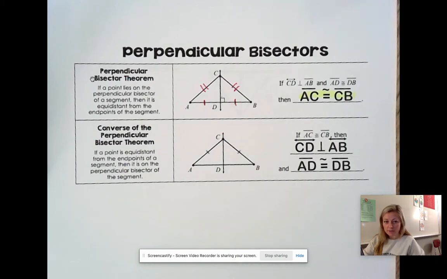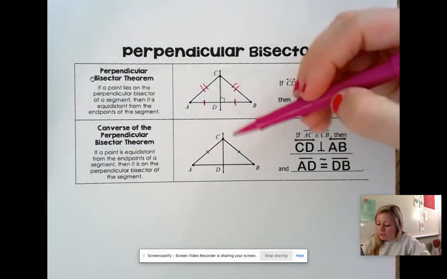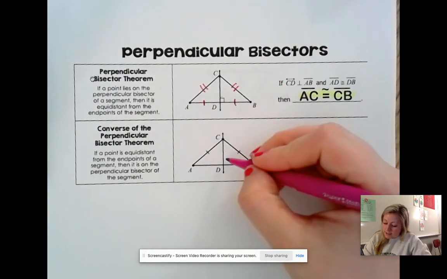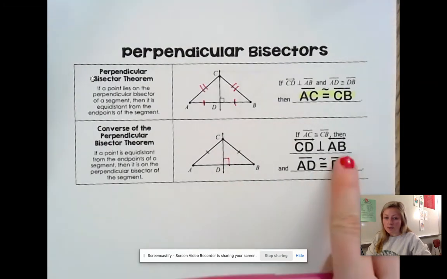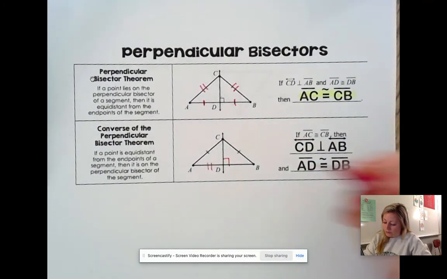And then remember, the converse is just when you flip it, right? So now if we know that AC is congruent to CB, then we can say CD is perpendicular to AB and AD is congruent to DB.